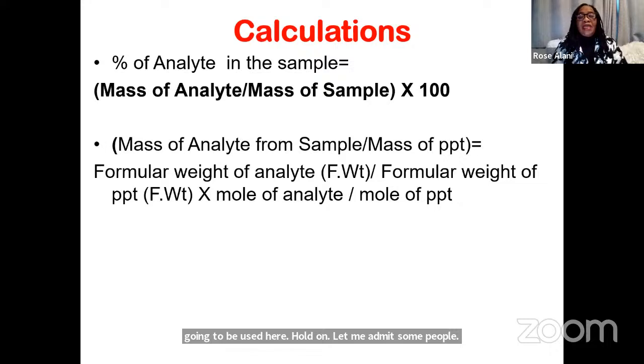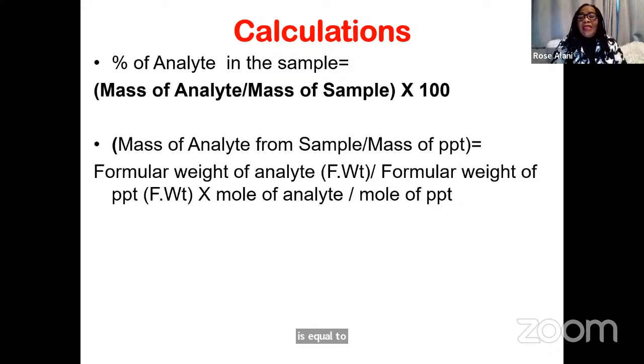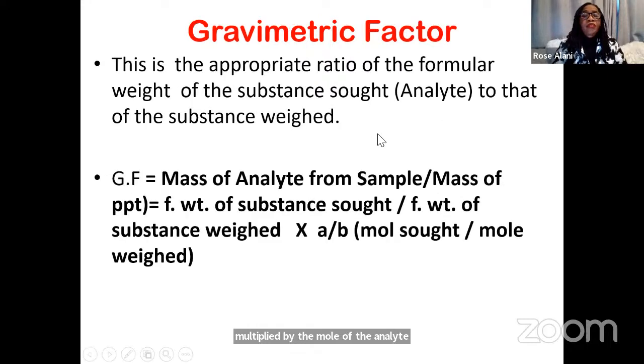So the mass of analyte from sample divided by the mass of the precipitate is equal to the formula weight of analyte divided by the formula weight of the precipitate, multiplied by the mole of the analyte over the mole of the precipitate.